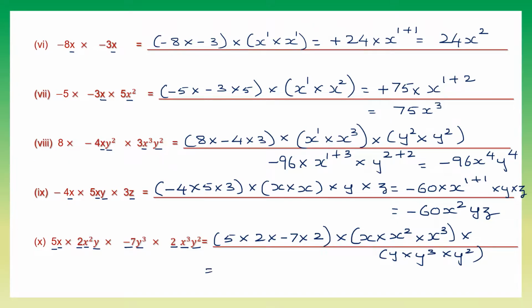5 2s are 10. 10 7s are 70. 70 into 2. 7 2s are 14. So 70 into 2 is 140. We have a minus sign, into x to the power of 1 plus 2 plus 3, into y to the power of 1 plus 3 plus 2. So what do we have? Minus 140. X to the power of 1 plus 2 is 3, 3 plus 3 is 6. Y to the power of 1 plus 3 is 4, 4 plus 2 is 6. So what's our answer? Minus 140, x to the power of 6 and y to the power of 6.